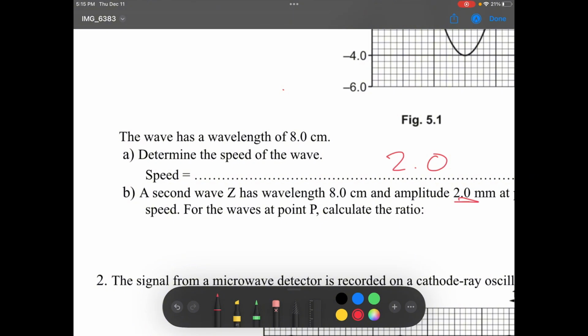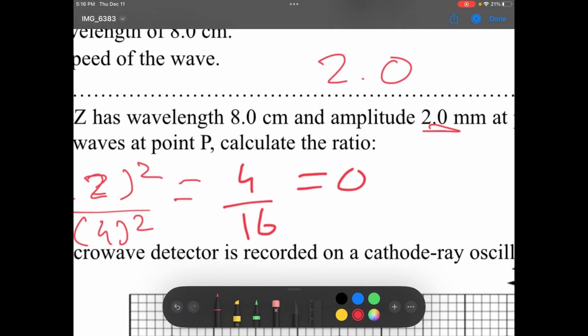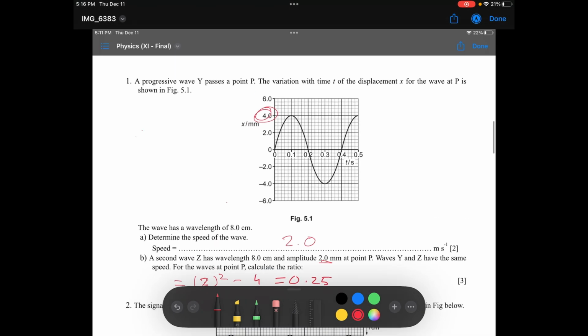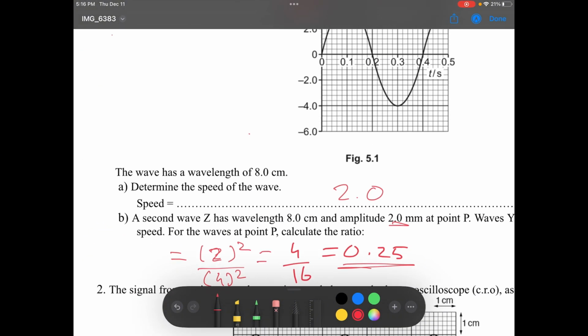So the formula is amplitude of wave Z squared over amplitude of wave Y squared, which equals 4 over 16, which equals 0.25. For a ratio, we don't need the unit, so the answer is just 0.25.